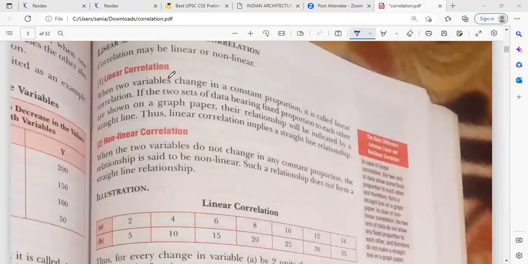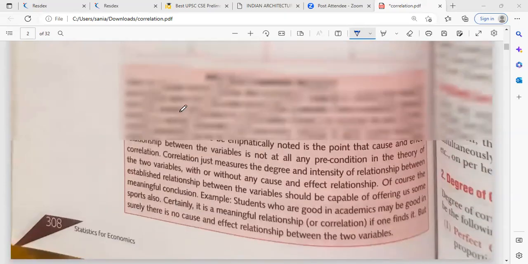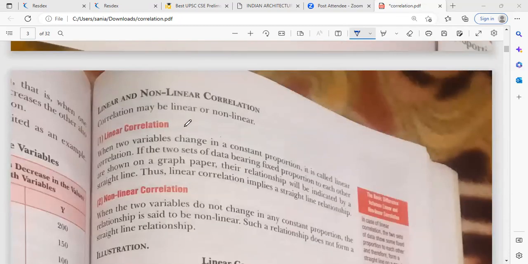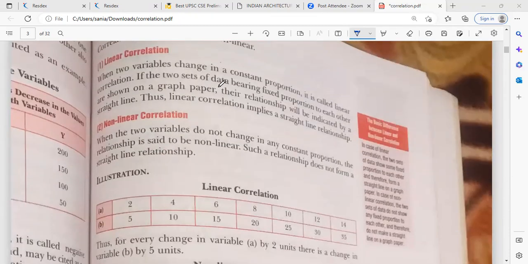Then there is linear correlation, right? So the first one is positive and negative. Positive you know and negative you know, right? Now linear correlation. Linear correlation means the change in them is the same.